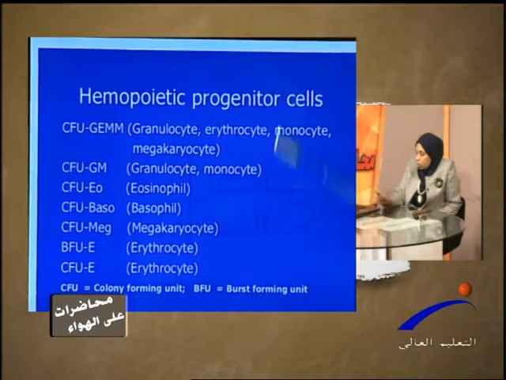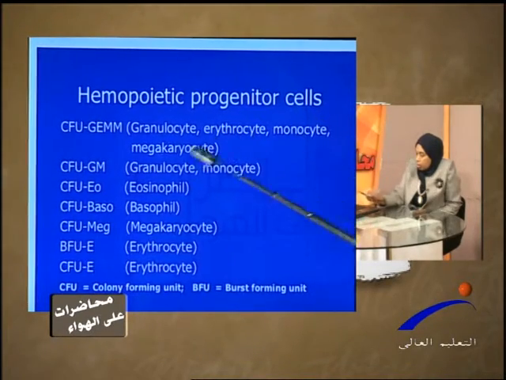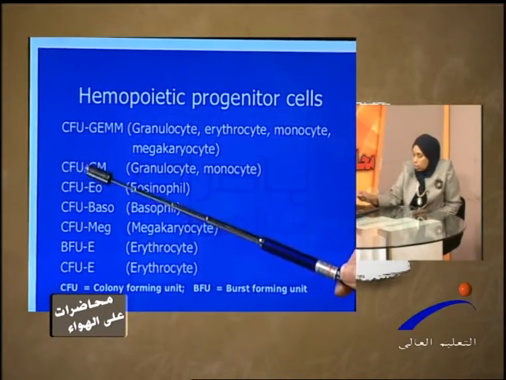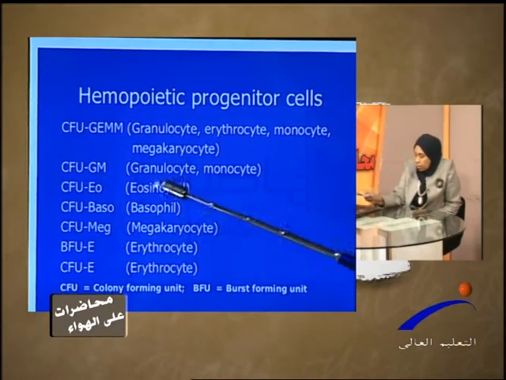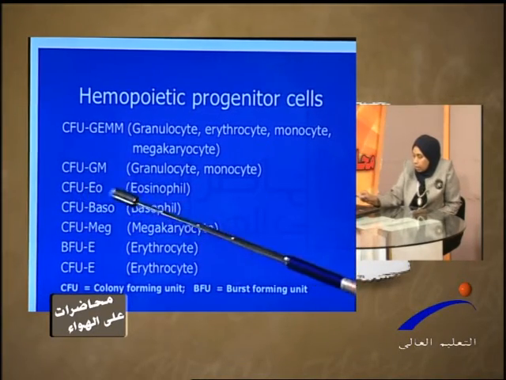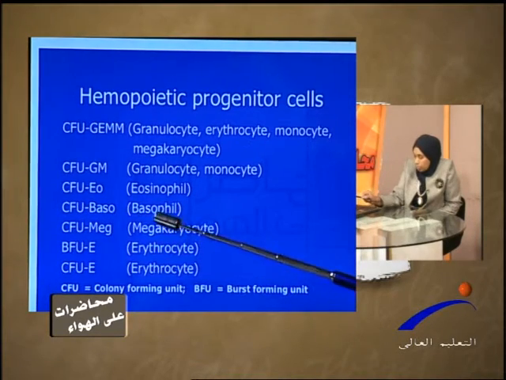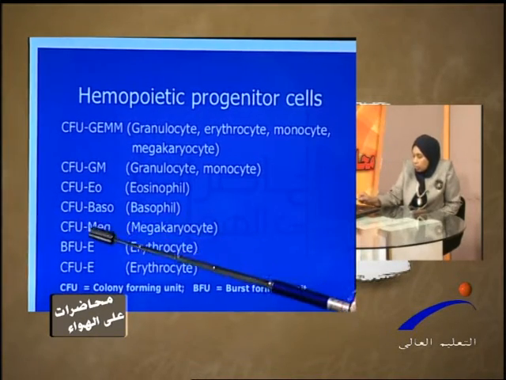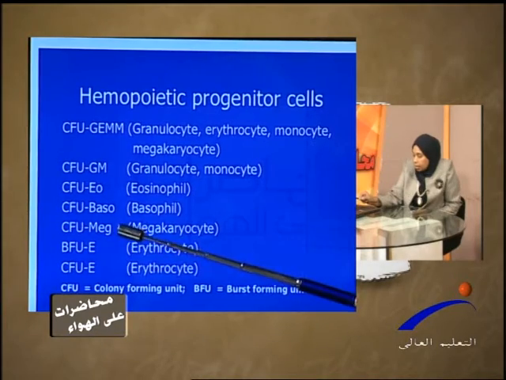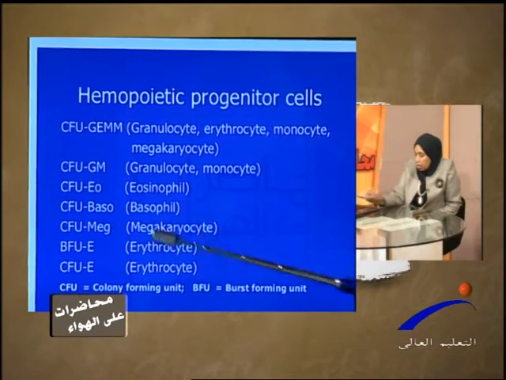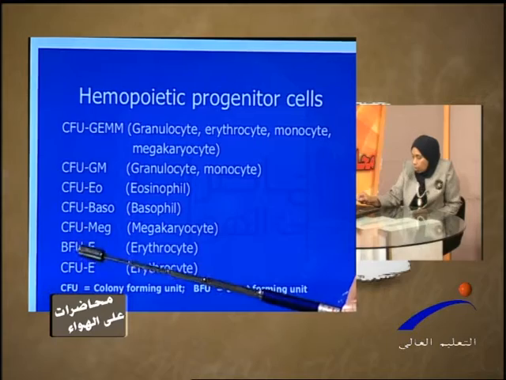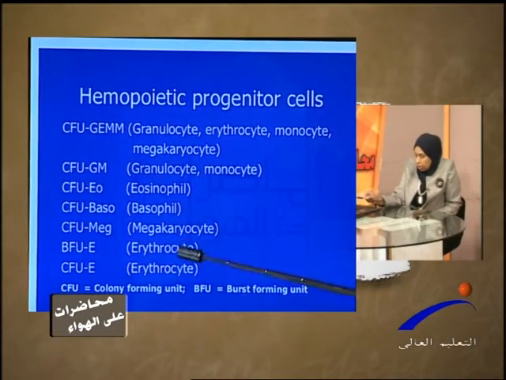This is the terminology of the hematopoietic progenitors. This is the abbreviation: colony forming unit, granulocyte, monocyte. This is colony forming unit eosinophil, and this is colony forming unit baso, which means the basophil. Colony forming unit meg means the precursor of megakaryocytes, and the precursor of the erythrocyte is called burst forming unit, erythroid. Okay.